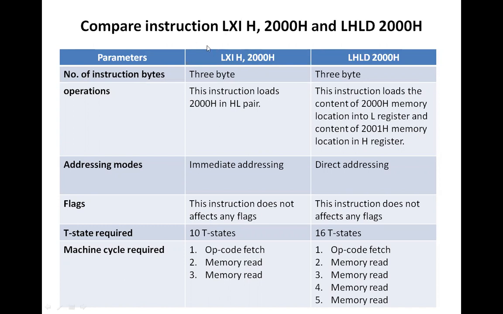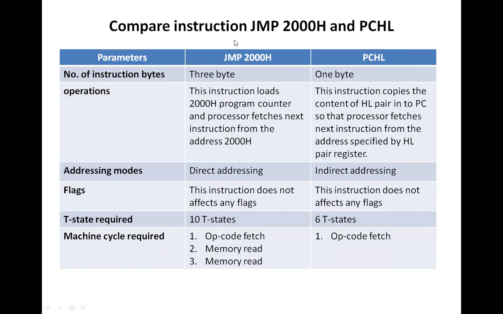So in this way, we are able to compare LXI H instruction and LHLD 2000 instruction. Then we have another instruction to be compared, that is JMP 2000. This is an unconditional jump instruction, a branching instruction. And this one is PCHL. It is going to copy the content of HL pair into the program counter, and it is going to jump from the memory location it is executing to 2000.